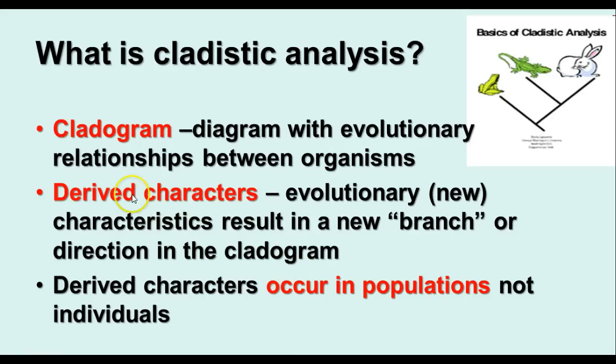It depends on the development of derived characteristics, or the use of derived characters. These are new innovations or new characteristics that result in some kind of new branch in the direction of the cladogram. The derived characters are things that occur in populations, not individuals. It's related to evolution. Here we see a basic cladogram that has a frog, a lizard, and a rabbit.